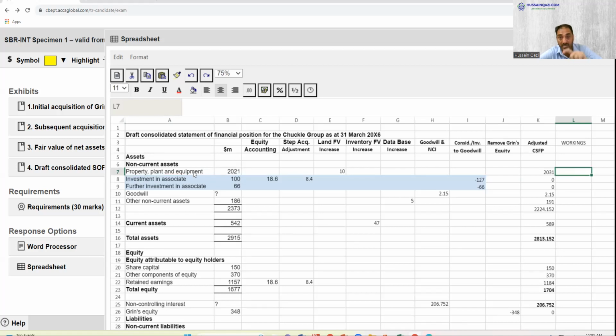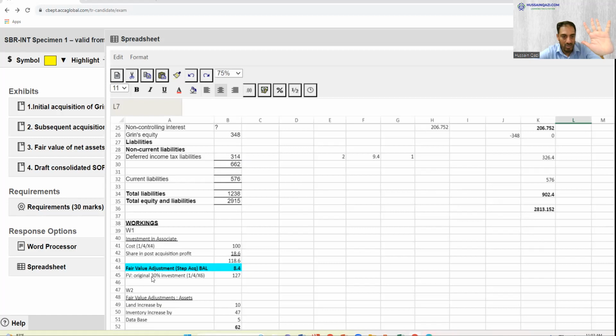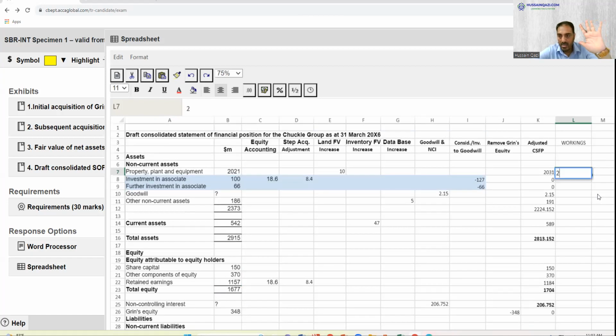I strongly suggest you have to mention the working, because the marker wants to know how to refer to the working accordingly. So fair value adjustment, 2. Yes, that's working 2. Associate 1. Goodwill working 4. Other non-current asset adjustment, that's 2. Current asset 2. Inventory adjustment.